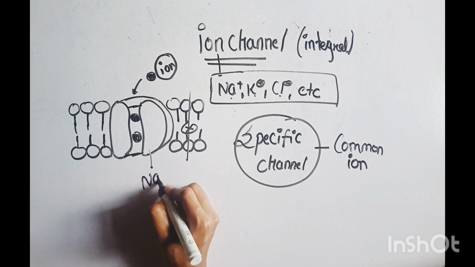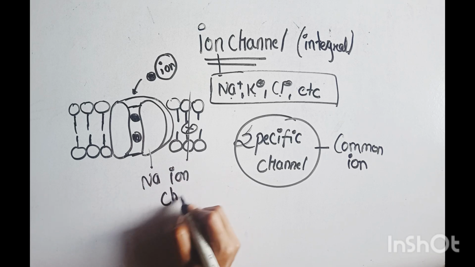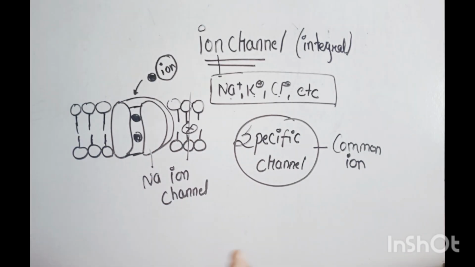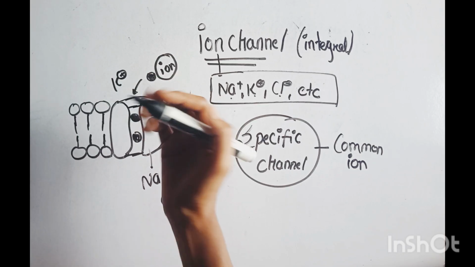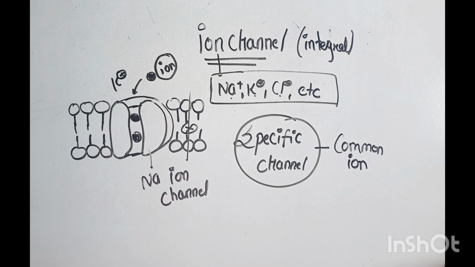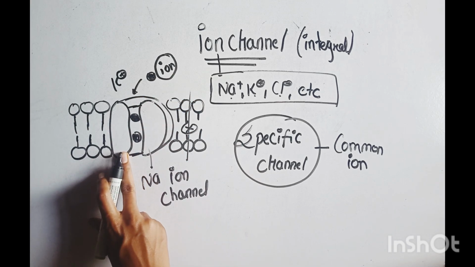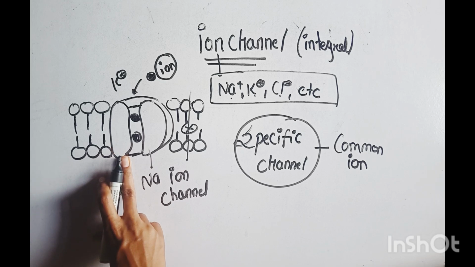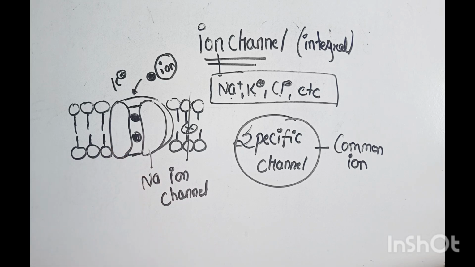For example, this is the sodium ion channel. A sodium ion channel means that only sodium ions enter and exit the cell, not other ions. For example, potassium ions cannot enter and exit through it, because this is not a potassium ion channel, it is only a sodium ion channel. There are so many other channels: potassium ion channel, chloride ion channel, calcium ion channel. So this is about the ion channel.